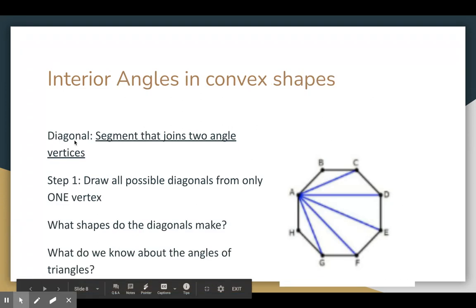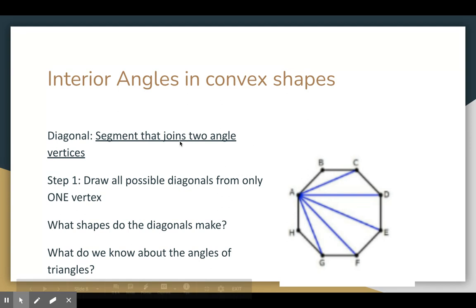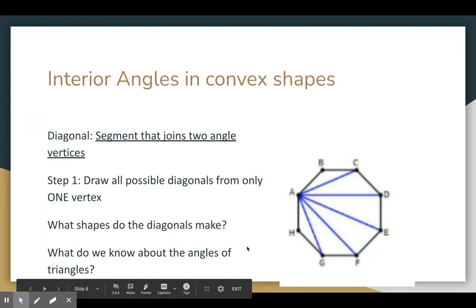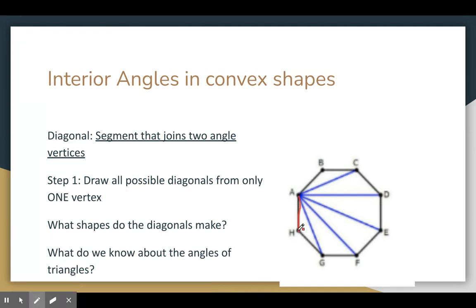Interior angles in convex shapes. A diagonal is a segment that joins 2 angle vertices. If you draw all possible diagonals from only one vertex, if we go in here at this point A in this shape, we can draw a diagonal connecting all of the other vertices except for 2. And the reason why, if you think about it, this line right here is not a diagonal because it's literally just a side of the shape. This line right here, we can't create a diagonal because that's literally just part of the shape. We notice that all of these blue ones cut across the middle in some way, shape, or form.